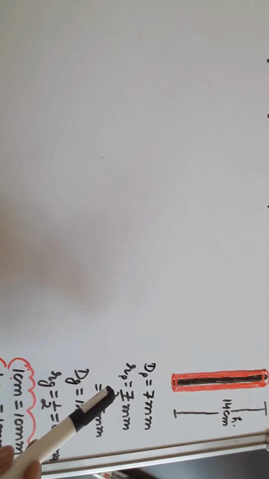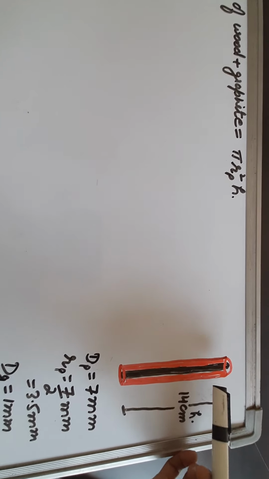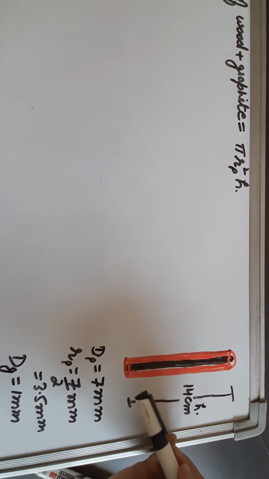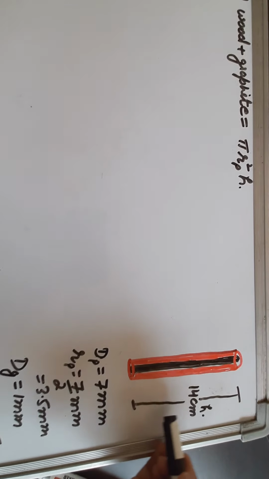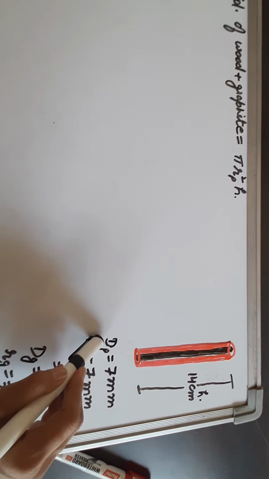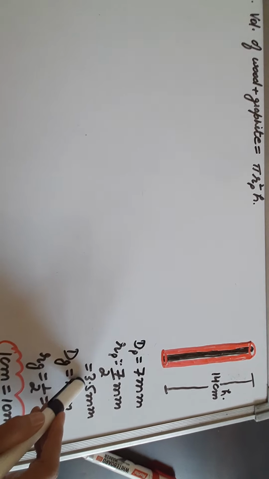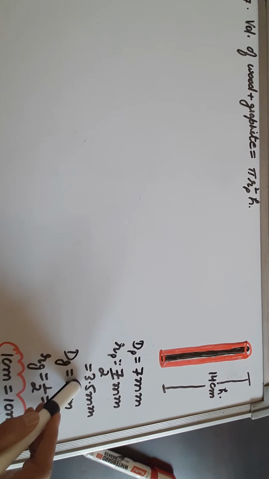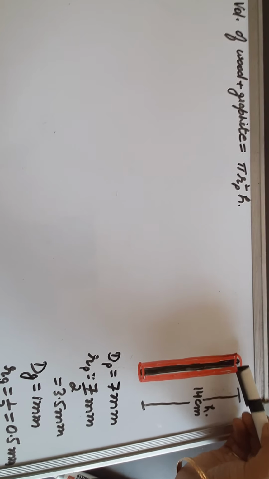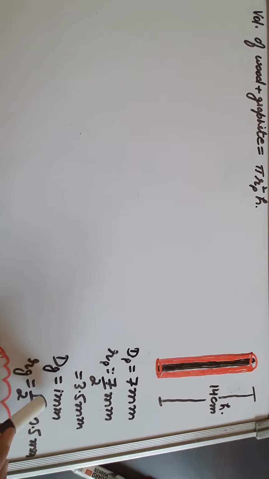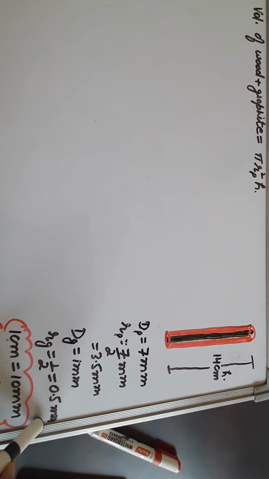Now let us come to the point, what are the things given to us? First of all, the length of both the parts, whether it is the graphite part or the wooden part, the height is 14 centimeter. Now the diameter of the pencil is given as 7 millimeter, so its radius will be half of it, 7 by 2 or 3.5 millimeter. And the diameter of graphite, of course it is smaller, is 1 millimeter, so the radius will be 1 by 2 or 0.5 millimeter.